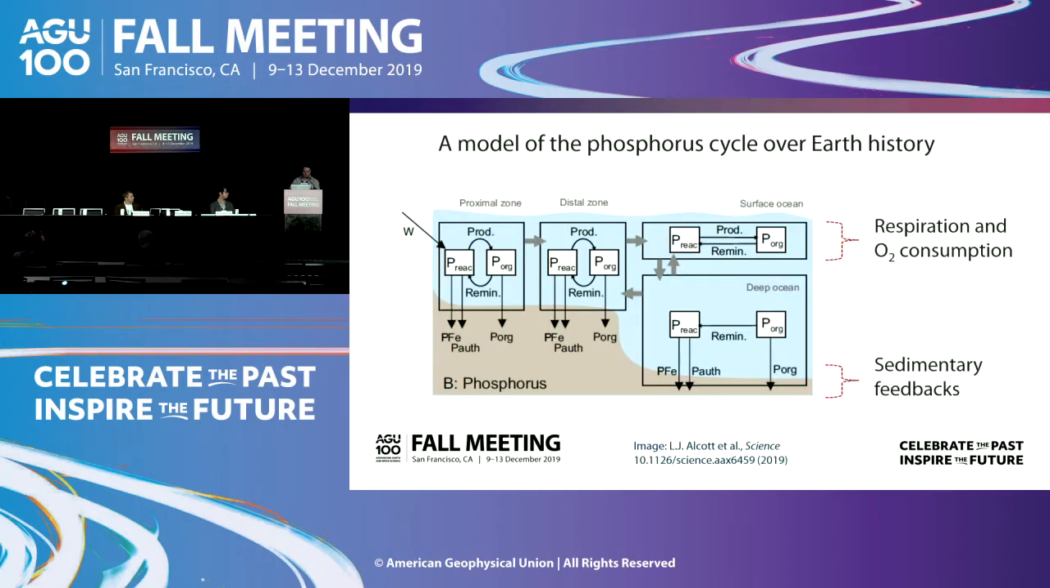So our simple model incorporates both of these things, so I'm not going to take you through it in too much exhaustive detail. The key things are that we have respiration and consumption of O2 in the surface waters, and we have feedbacks between phosphorus sedimentation and regeneration from the sediments in the deeper ocean.